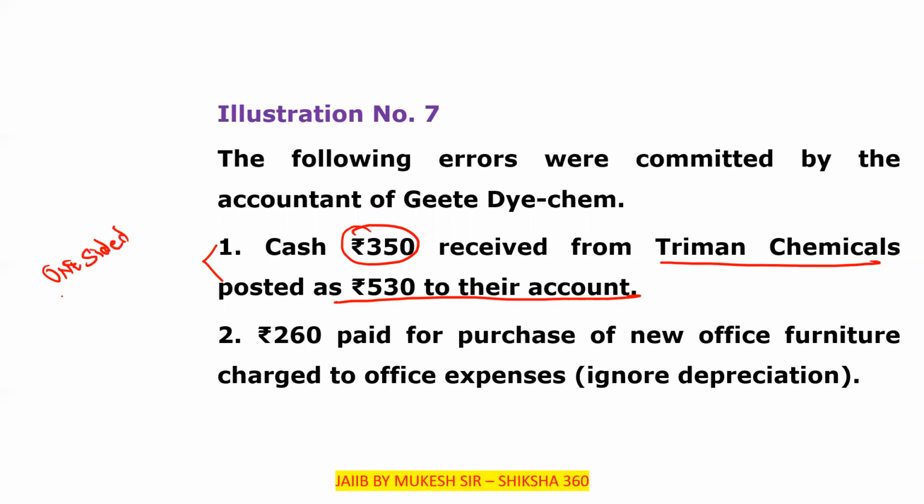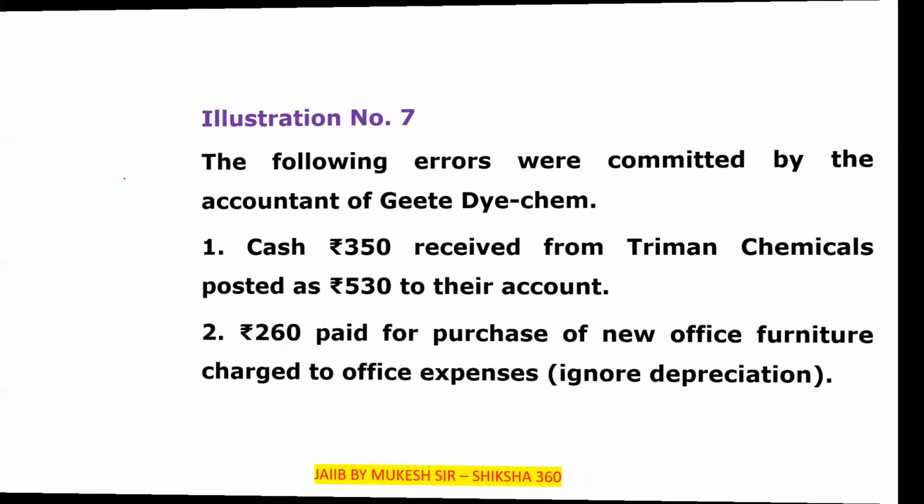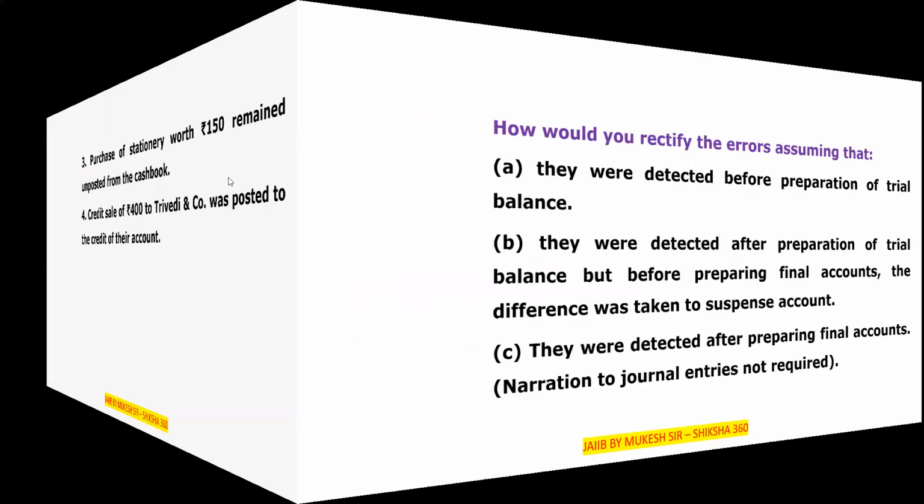But here we are at the time of the preparation of the final accounts, clear? So we have to use the other account, that is the suspense account, because this is the person. So we have to use the suspense account here, and I will show how.